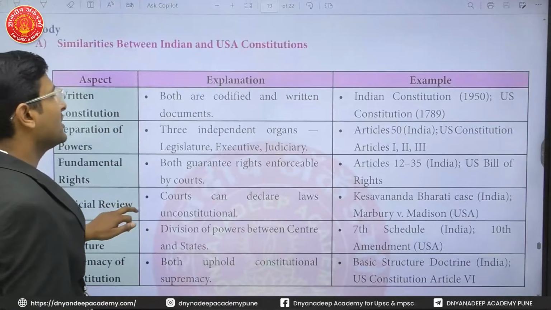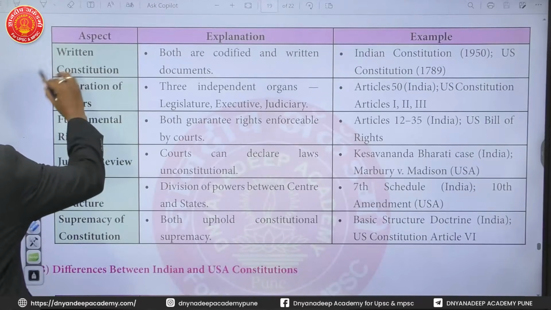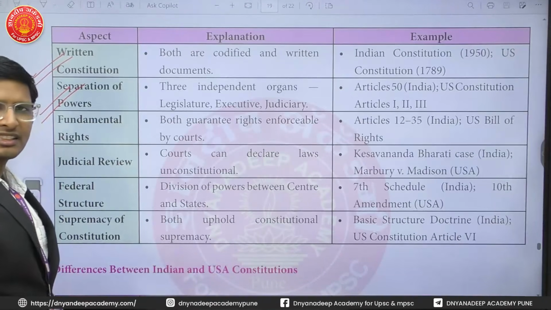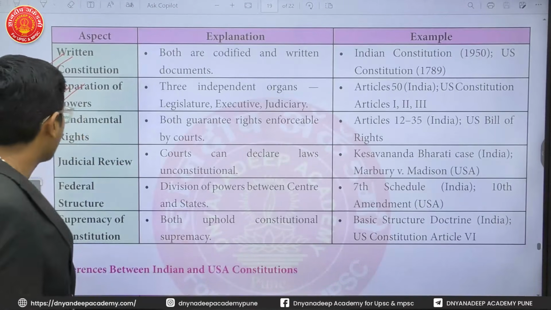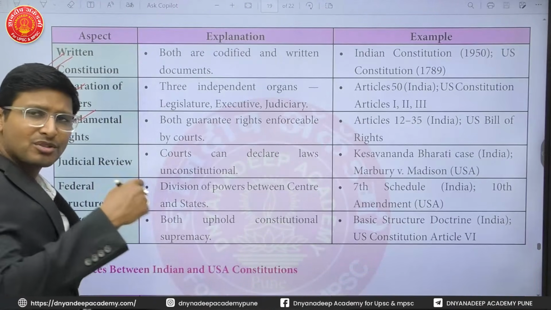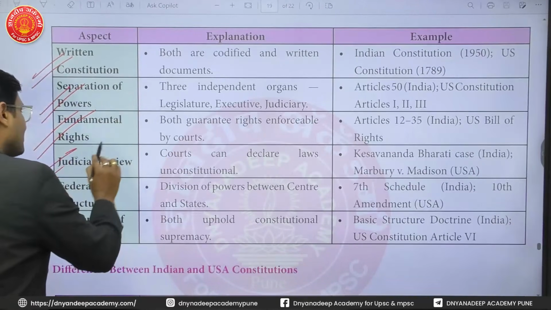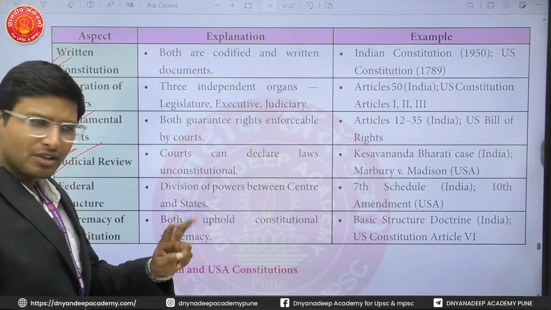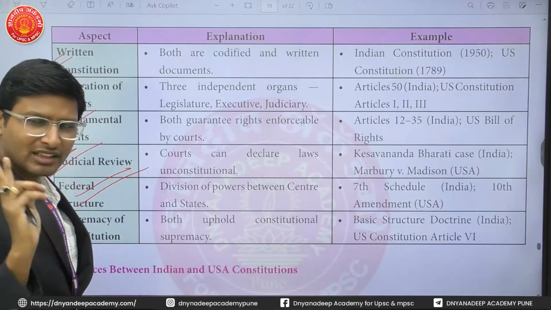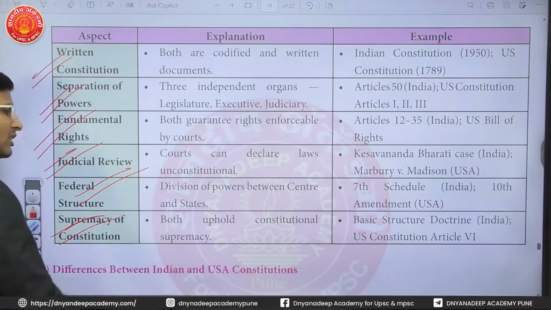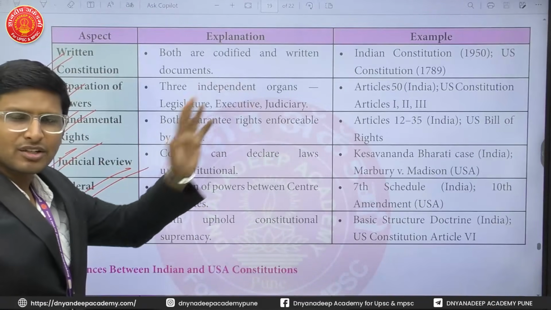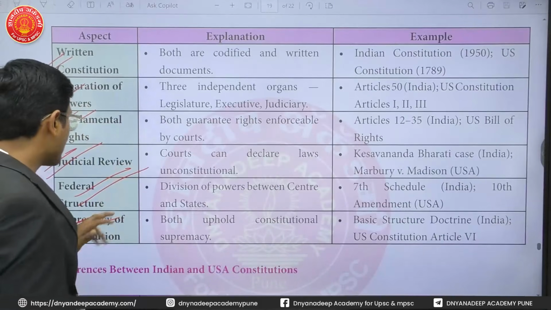First, the similarities between the Indian and American Constitutions. Both are written constitutions. There is a separation of powers between legislature, executive and judiciary in America and India. Fundamental rights are there in both; in the American Constitution it is called the Bill of Rights. There are provisions for judicial review in both. A federal structure is there in both, with a division of power between center and state governments. Supremacy of the constitution is there in both countries, because both have their own written constitution and the constitution is supreme. No person is supreme to the constitution in America and India.